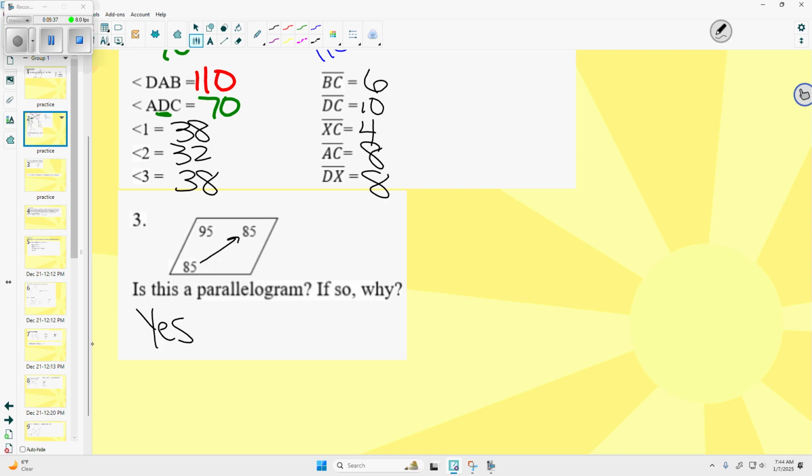Well, I only have 1 pair of them. True. So I'd have to do a little extra work to be able to say opposite angles are congruent, because I only have 1 pair of that. Is there a way I can do this without having to show any extra work?